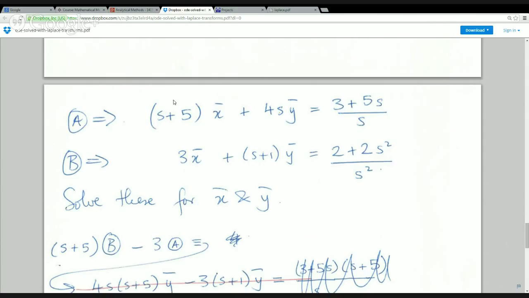Okay. Or if there was more than 2 equations, you'd have a family of more than 2 equations here in the x bar, y bar, z bar, say. You just keep returning to these, keep picking off a new function by process of elimination, solution, and so on, partial fractions, inverse transform, and so on.